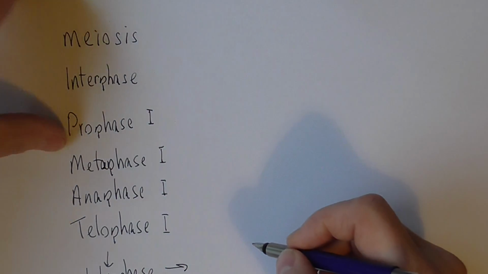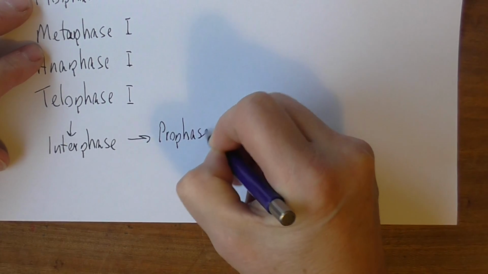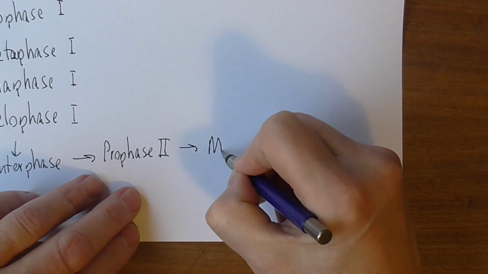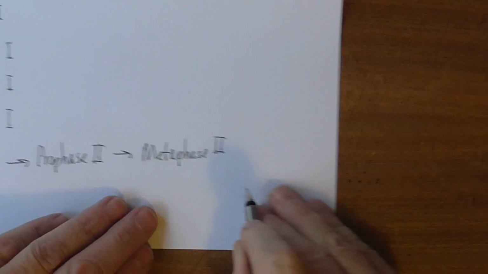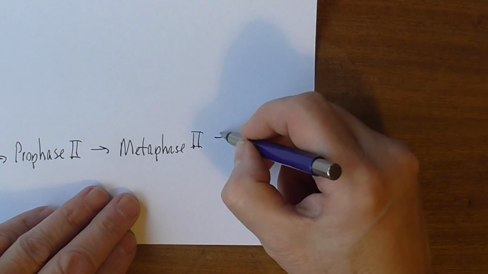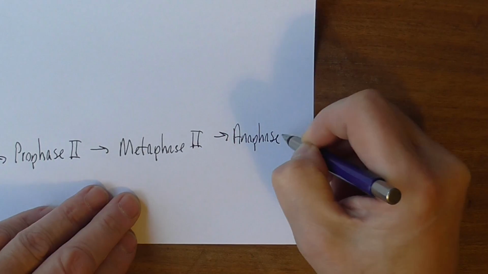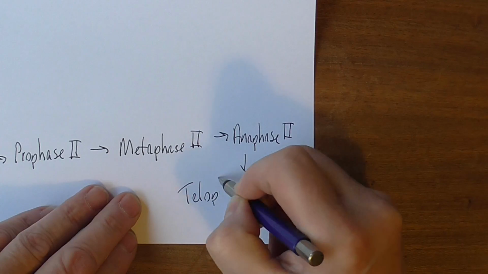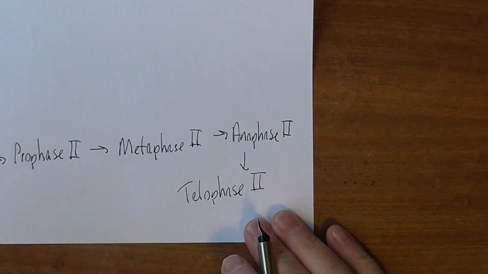There's another prophase. This time it's prophase 2. Then there's metaphase 2. Then there's anaphase 2. And then finally there's a telophase 2. So it is somewhat of a complicated process. So let's start off thinking about it now.